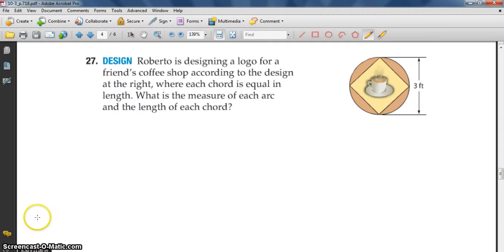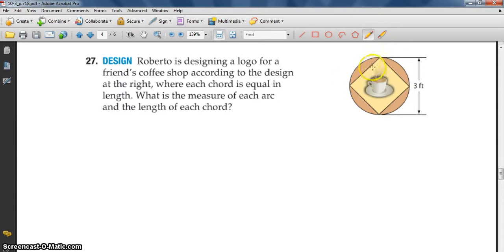Okay, we're now on page 720, number 27, section 10.3, arcs and chords. Roberto is designing a logo for a friend's coffee shop according to the design at the right, where each chord is equal in length. What is the measure of each arc and the length of each chord?